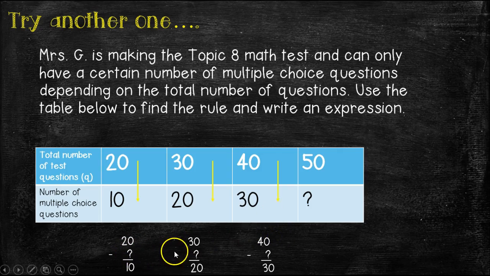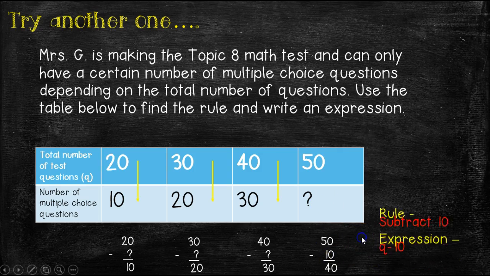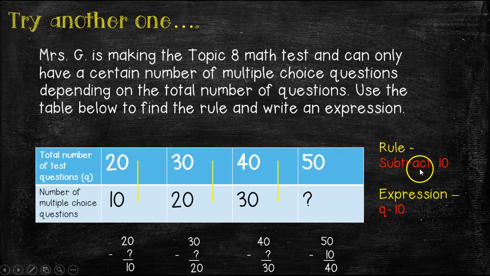Is there a number that could be in this question mark that would make each of these problems true? Well, we know that 20 minus 10 gives us 10, so let's see if 10 works here. 30 minus 10, yep, that gives us 20, and 40 minus 10, that gives us 30. So we know that if we're solving here, our answer is going to be 40, and our rule is to subtract 10. Our expression is Q, which is this row, minus 10.